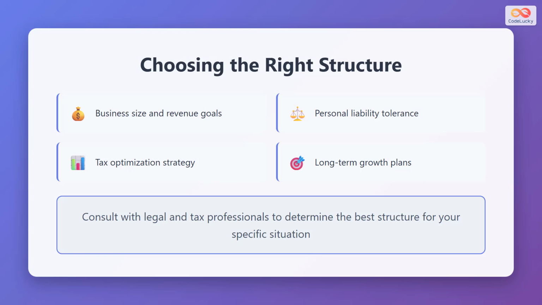Selecting the right business structure depends on several key factors. Consider your business size and revenue goals, as larger operations often benefit from corporate structures. Evaluate your personal liability tolerance and how much risk you're willing to accept. Think about tax optimization strategy and which structure minimizes your overall tax burden. Consider your long-term growth plans, including whether you'll need to raise capital or eventually sell the business.